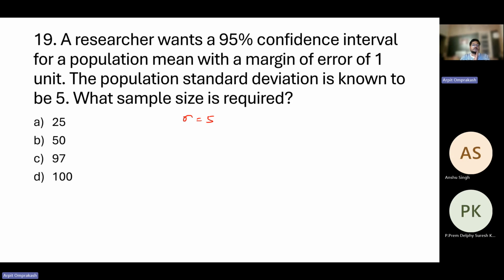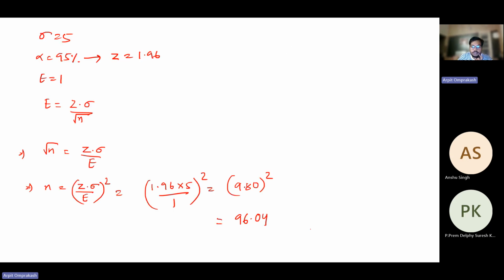So from the options, we see that the closest value, which is higher than 96.04, is 97. So the answer here will be 97. So this can be approximated to 97. Right.